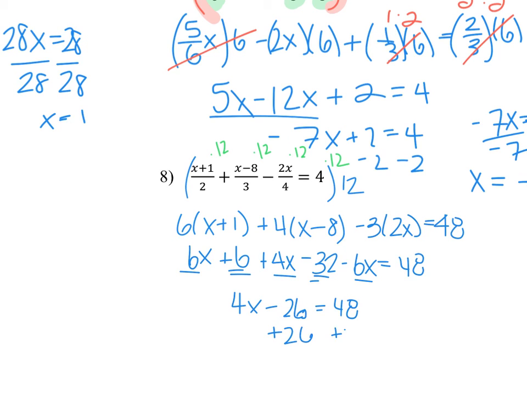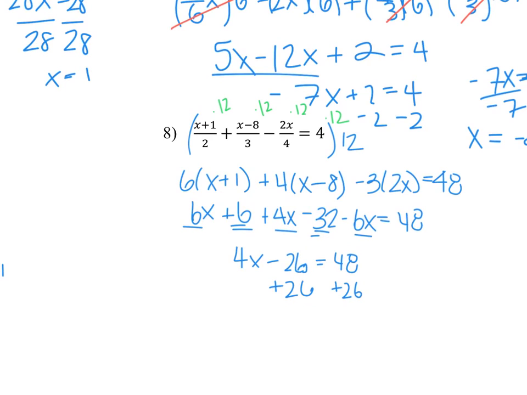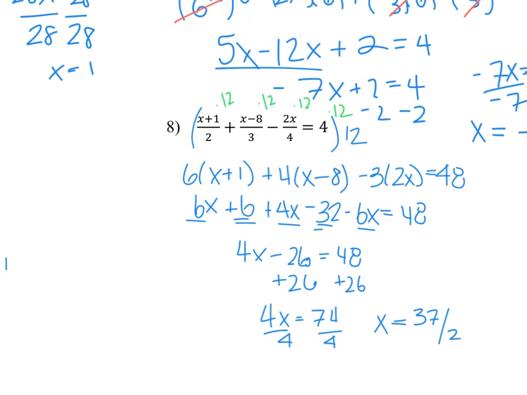Add 26 to both sides. So I get 4x equals 74 and divide by 4. Reduce your fraction and you should get 37 over 2. Okay, remember that fractions are okay. And technically you could have done this with fractions, but it's a lot simpler if you just multiply by the least common denominator. Okay, thanks for tuning in, and I will see you in class.